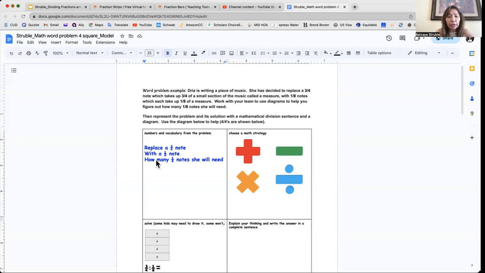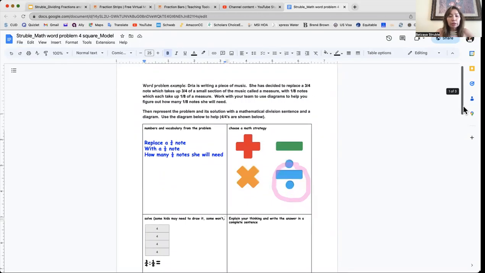So then the question is how many 1/8 notes she will need, right? So again, we see that it's a division problem because we need to find out how many 1/8 can be fit into 3/4. So it's a division problem. So I am going to circle the division, right? So that's what I want you guys to do, and move on to the next box.